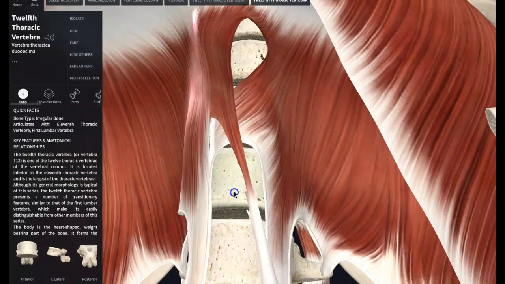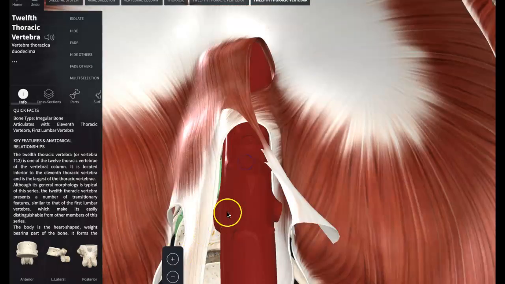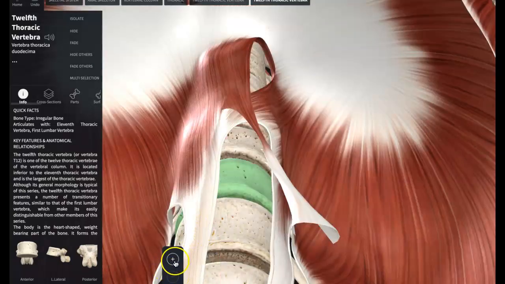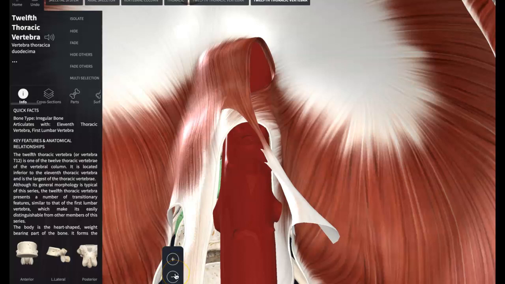So here is T12 right behind it. And here is the aorta passing through. So that's the aortic hiatus. Okay, and that's it for soft tissues and viscera of the chest.